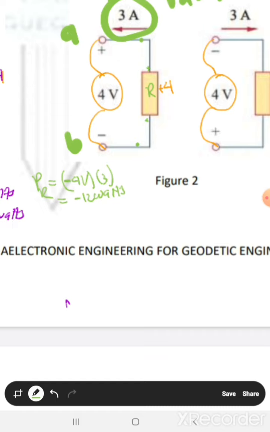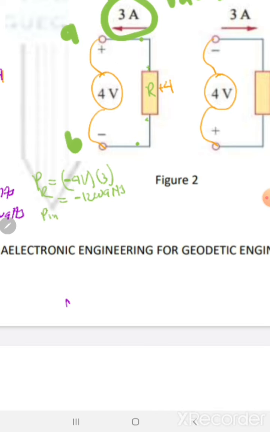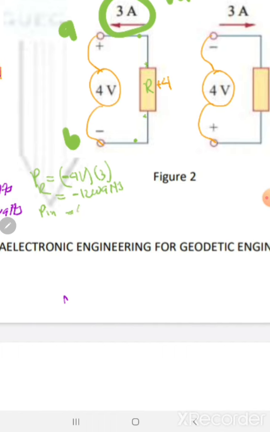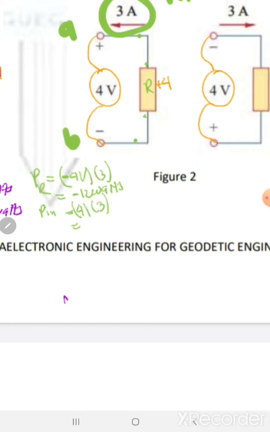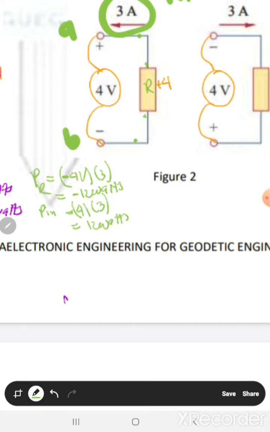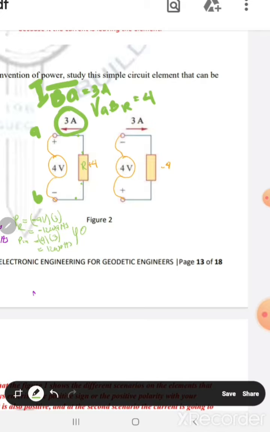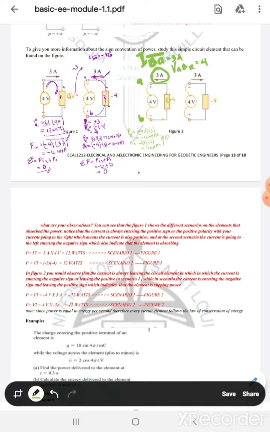Next is our Pin, which is your positive 4 volts multiplied by positive 3 ampere, which is equal to 12 watts. So, if you add the two, we have a value equal to 0. Right? That is also the case in our figure 2. So, we have our PR.